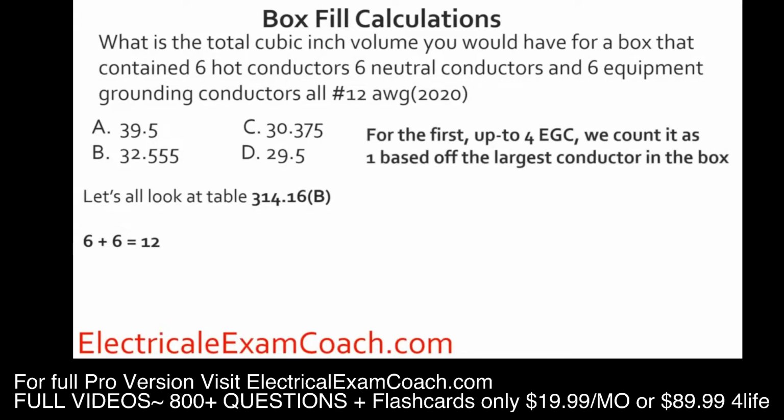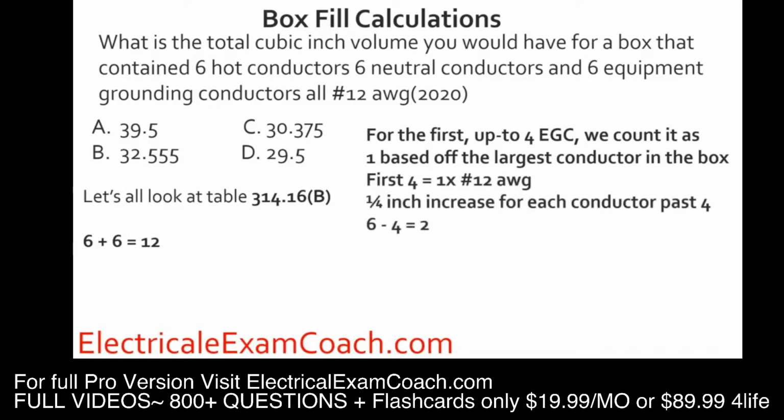For the first 4, it's going to count as 1. So we need to figure out how many we are past 4. We have 6 total minus that 4. That means we are 2 past 4. For each one of those, it's going to be a 1/4 inch increase. Take 2 multiplied by 0.25, that equals 0.50. Then we have our 1 original. Then we have 0.50 add-on, so that gives us 1.50 grounds.